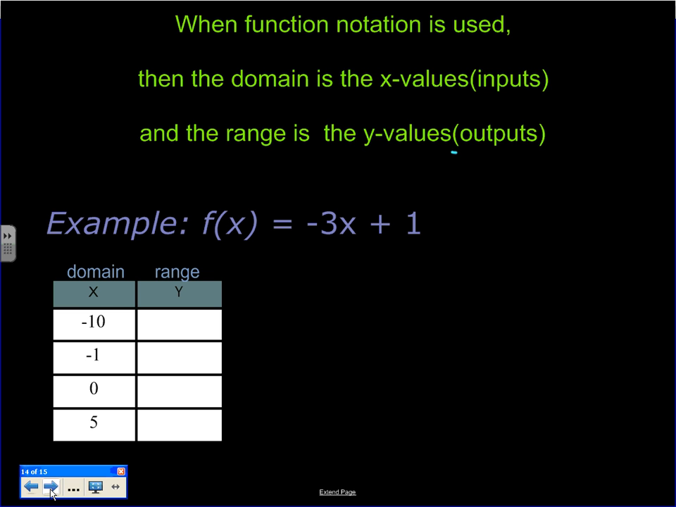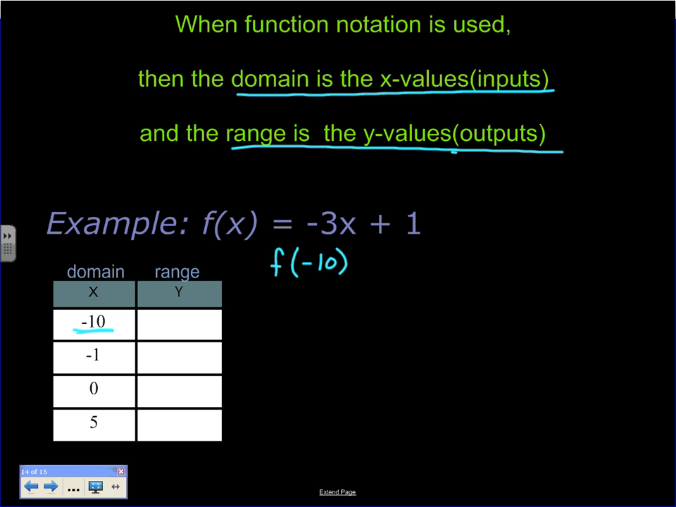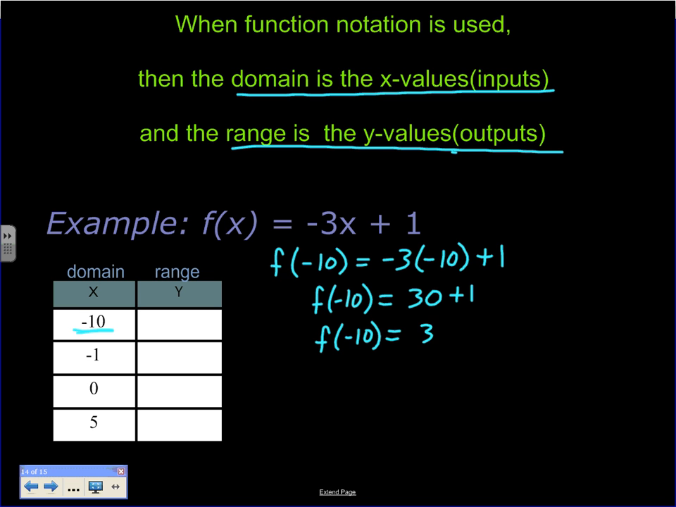All right, when function notation is used, the domain is going to be the x values, which are the inputs, and the range will be the y values, which are the outputs. So for instance, if we want x to be negative 10, then instead of writing f of x, we write f of negative 10. We substitute negative 10 for x. So this is what we have: f of negative 10 is equal to negative 3 times negative 10 plus 1, and f of negative 10 is equal to 30 plus 1, which is 31.